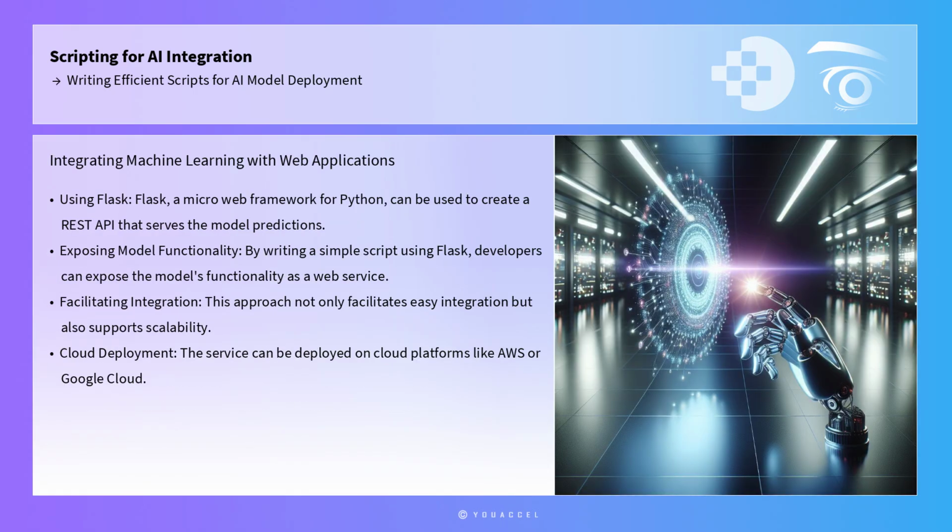To illustrate, consider a scenario where a machine learning model needs to be integrated into a web application. Flask, a micro-web framework for Python, can be used to create a REST API that serves the model predictions. By writing a simple script using Flask, developers can expose the model's functionality as a web service, allowing other applications to interact with it over HTTP. This approach not only facilitates easy integration, but also supports scalability, as the service can be deployed on cloud platforms like AWS or Google Cloud.